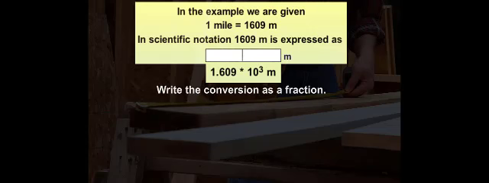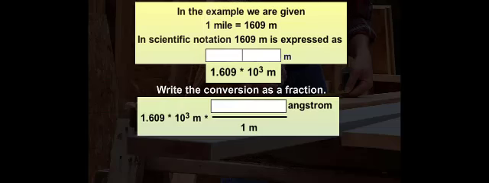Now write the conversion as a fraction. Remember, you have to set up the fraction such that the units at the top and bottom cancel whenever you are performing any conversion. If the fraction is set up in such a way that units do not cancel, then your setup is wrong. Hence, 1.609 times 10 to the power 3 meters times angstroms divided by 1 meter. You have to read the question and get this value. Remember, you can pause the video for time.